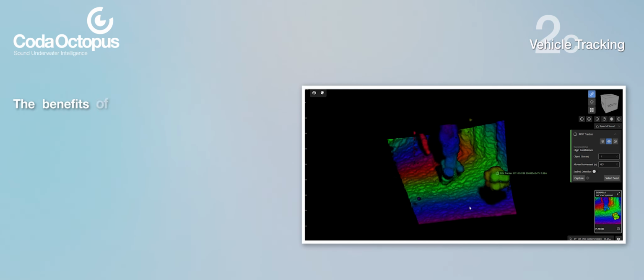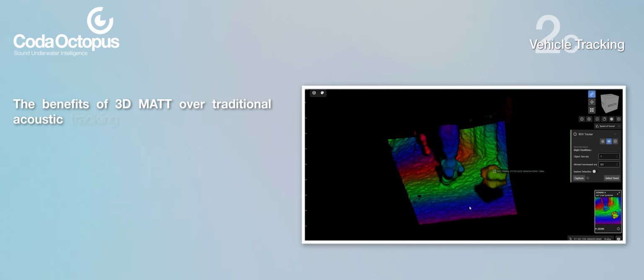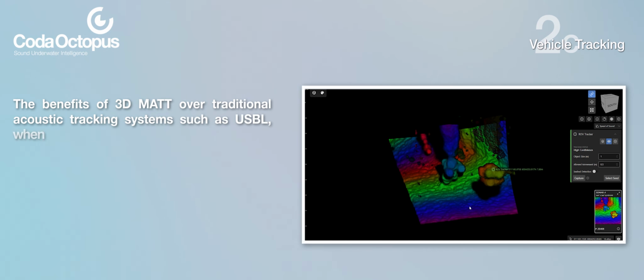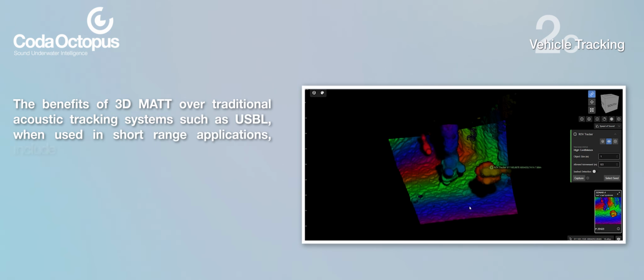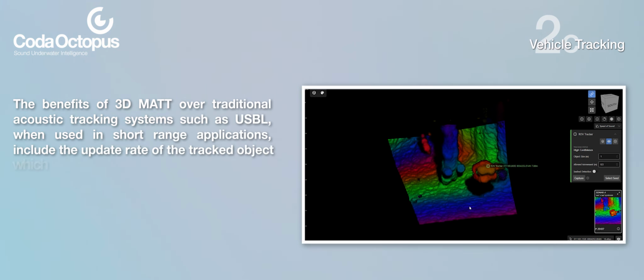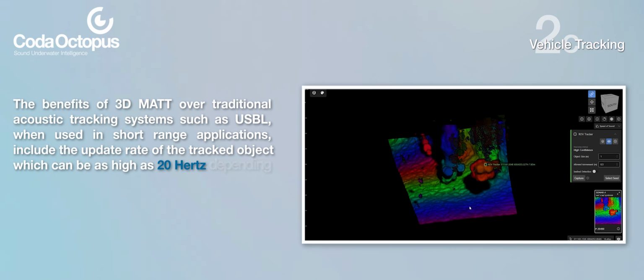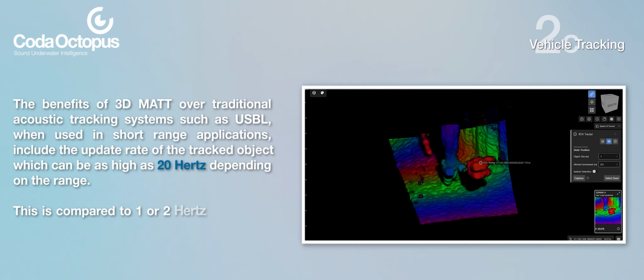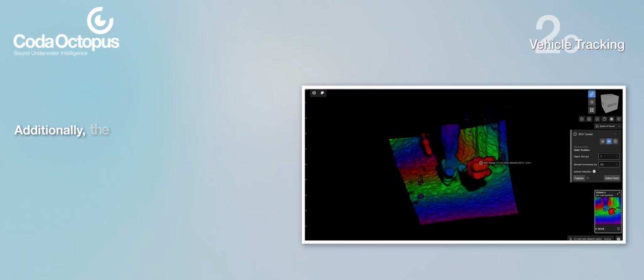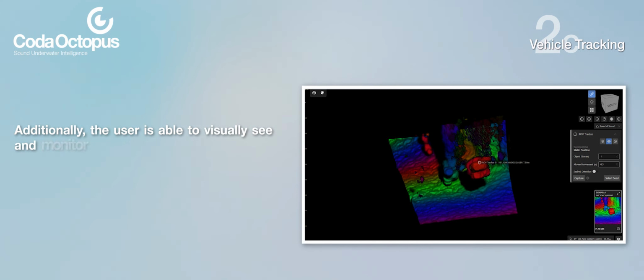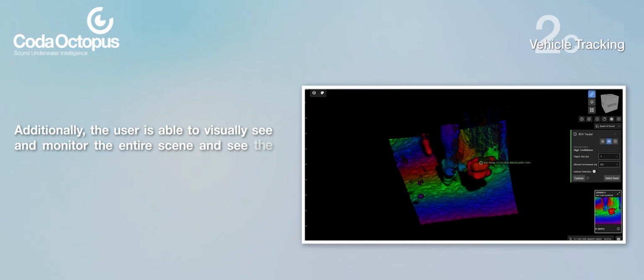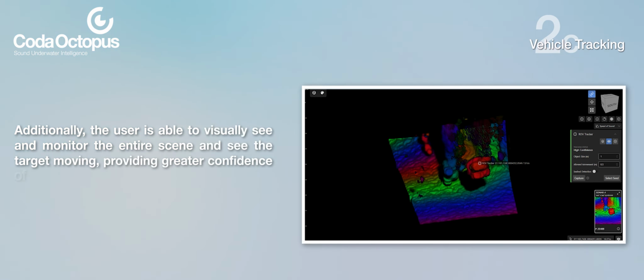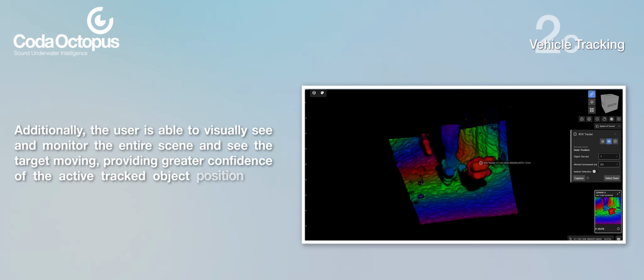The benefits of 3D MAT over traditional acoustic tracking systems such as USBL when used in short-range applications include the update rate of the tracked object, which can be as high as 20 Hz depending on the range. This is compared to 1 or 2 Hz commonly achieved on USBL systems. Additionally, the user is able to visually see and monitor the entire scene and see the target moving, providing greater confidence of the active tracked object position and nearby obstacles or hazards.